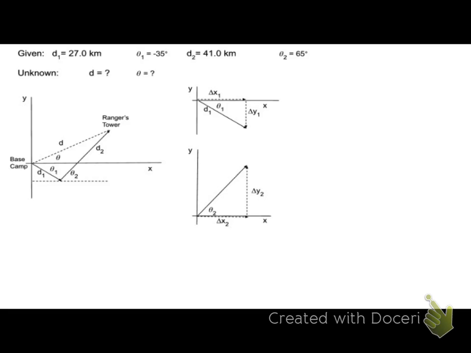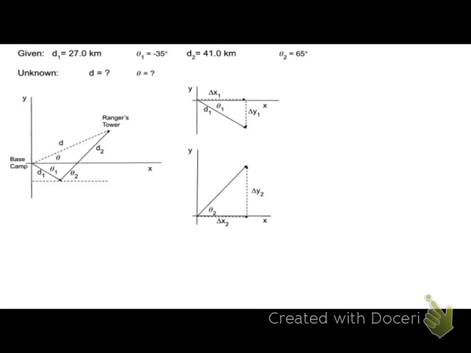So that's what the other 2 drawings are. The top drawing is from base camp to the first night's stay, that trip, and then we can use this drawing to solve for the horizontal and vertical components. Then the bottom drawing, the bottom graph there, is the second day's walk from their overnight spot to the ranger's tower, and we solve for the horizontal and vertical components of that. And if we add them up together, we'll get the horizontal and vertical components of the resultant.